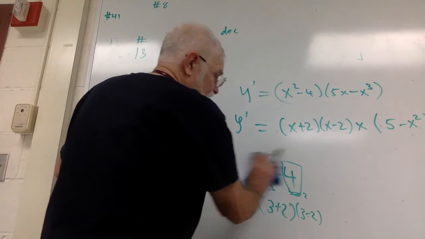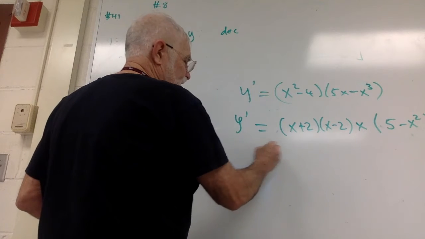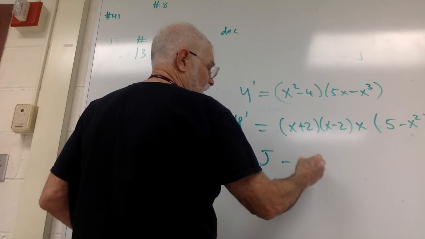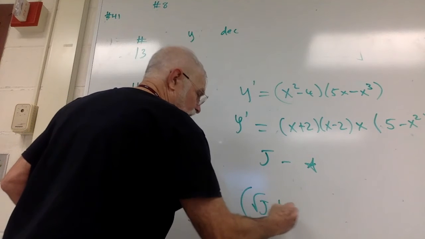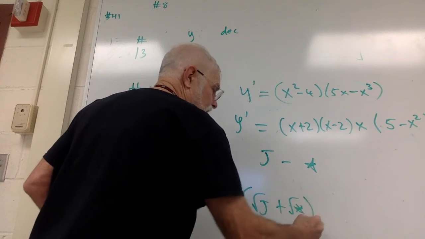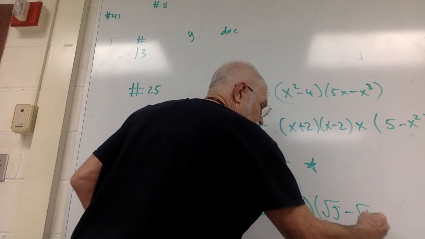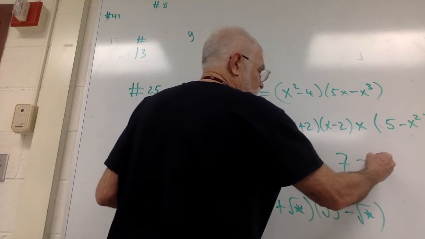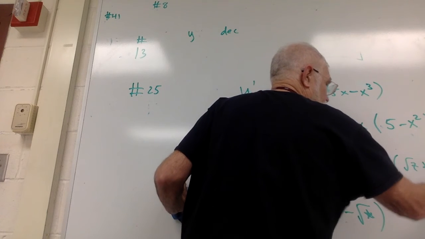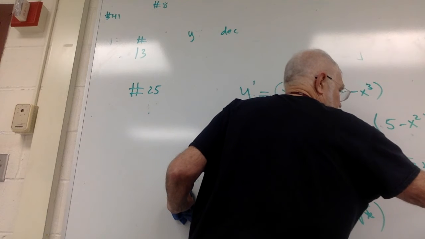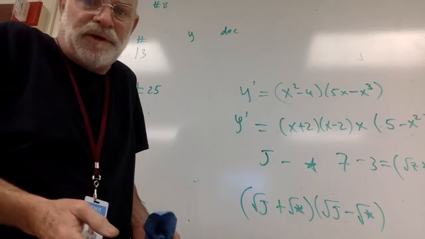So, good news for you. You can factor any difference. I can factor j minus star. Square root of j plus square root of star times square root of j minus square root of star. In other words, 7 minus 3 as a product: square root of 7 plus square root of 3, times square root of 7 minus square root of 3. Nobody does that, but you could do it. There's nothing preventing you from doing it.